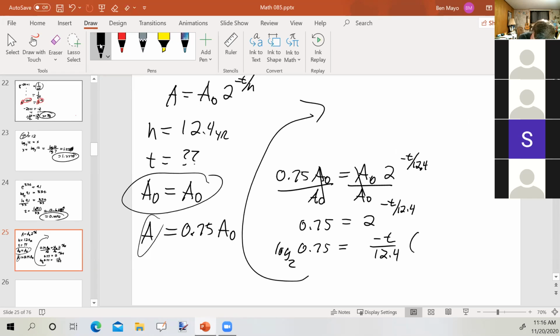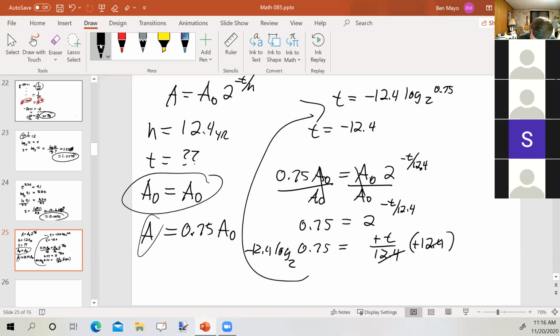I'm going to multiply both sides by negative 12.4. Because on the right side, the 12.4s will reduce out, the negative times the negative will be positive, and I now have t equals negative 12.4 log base 2 of 0.75. Do you see how I got rid of the negative sign in front of the t and the 12.4 in the denominator? One more step, I'm going to use the change of base formula, which is going to be log of 0.75 divided by the log of 2. And that I'm going to punch into my calculator.